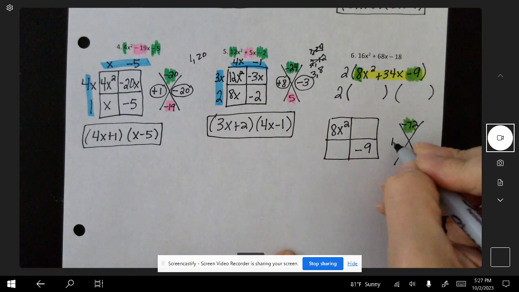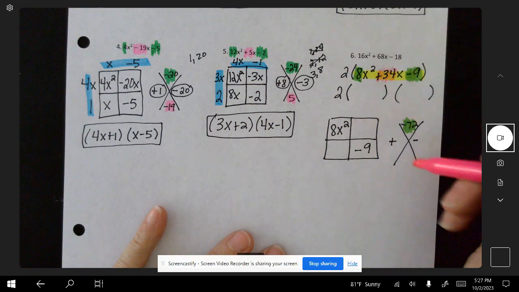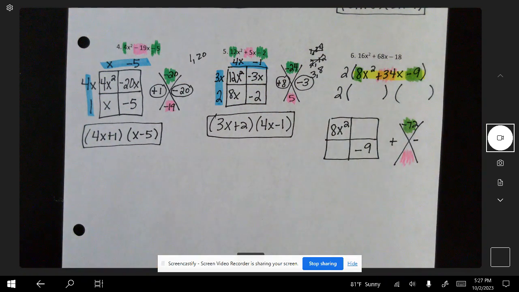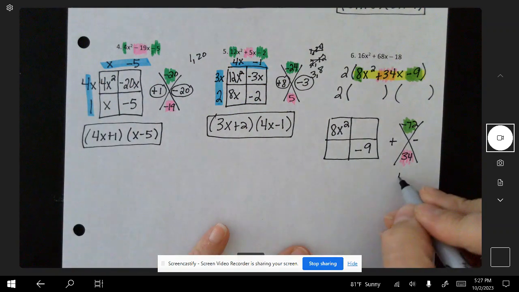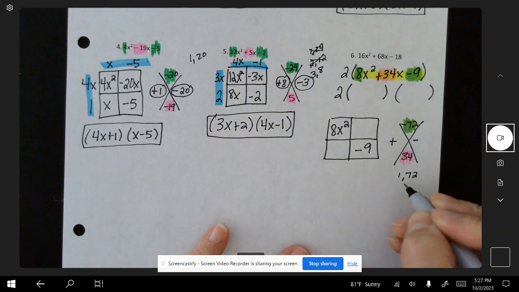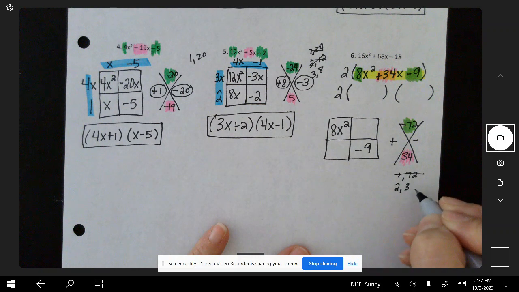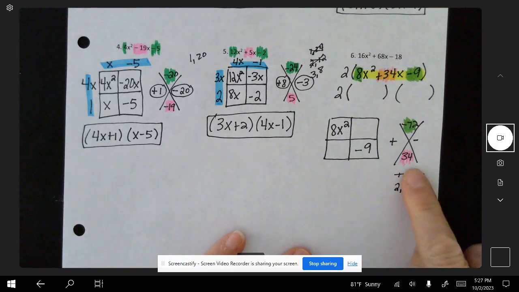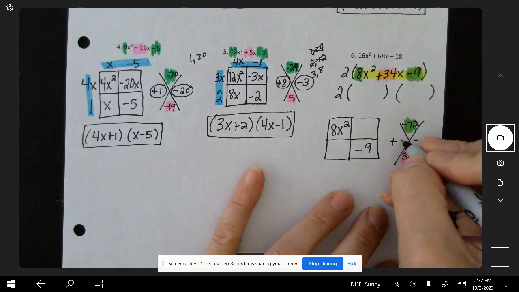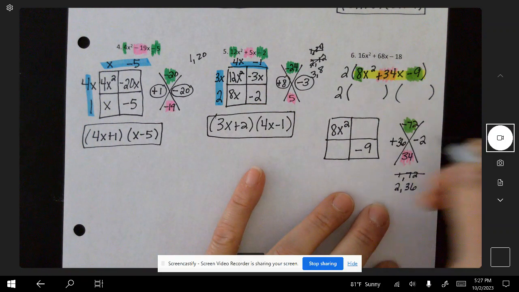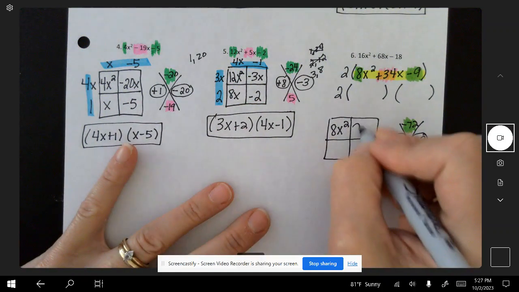To get a negative, that means one of these is positive and the other is negative. And then I'm adding, well, in this case, subtracting, since one's positive and one's negative, to get 34. All right, let's start with 1. 1 times 72, but 72 minus 1 is 71. That doesn't work. 2. 2 times 36. 36 minus 2 is 34. That works. I need a positive 34, so my bigger number is 36. So it's going to be plus 36 and minus 2. Doesn't matter over here where I put them.